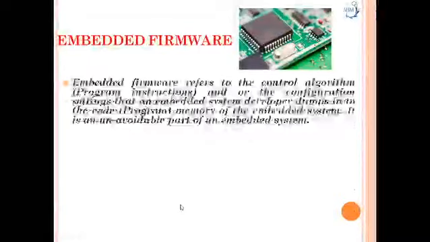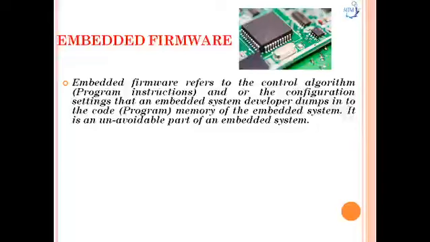Now coming to the embedded firmware. The embedded firmware refers to the control algorithm or program instructions and or the configuration settings that an embedded system developer dumps into the code memory of the embedded system. It is an unavoidable part of an embedded system. Usually the embedded system contains two memories, one is the program memory and the other is the data memory. The program memory contains the program instructions or the configuration settings developed by the programmer, which are dumped into the code memory. So this part is the unavoidable part of an embedded system.